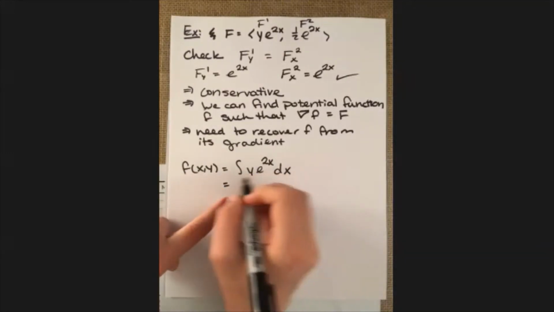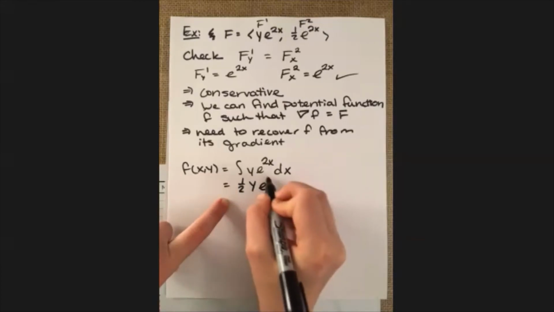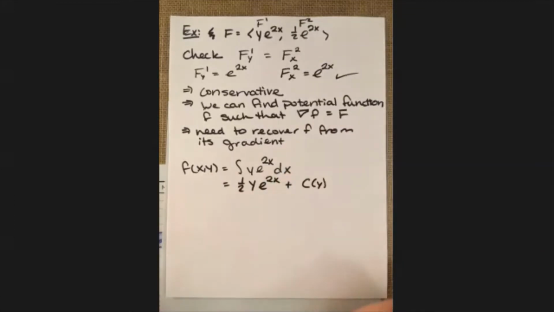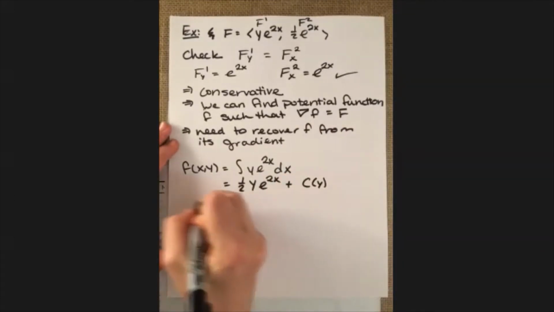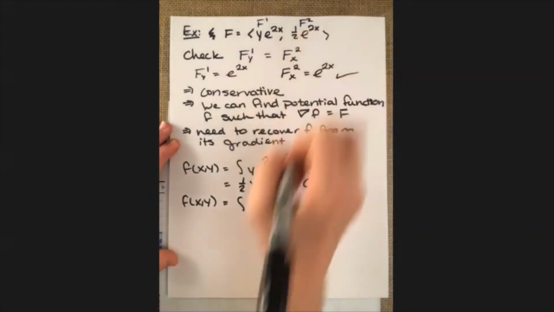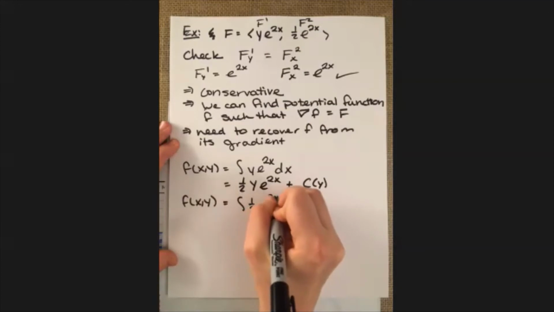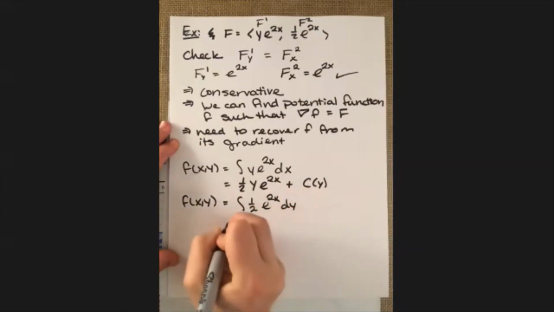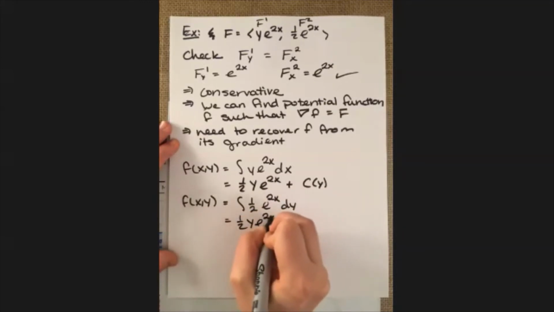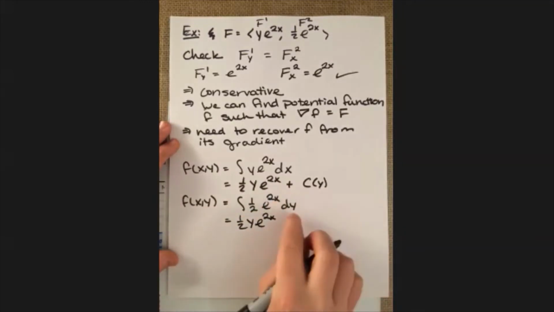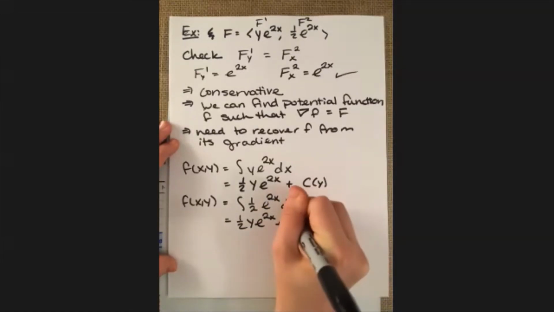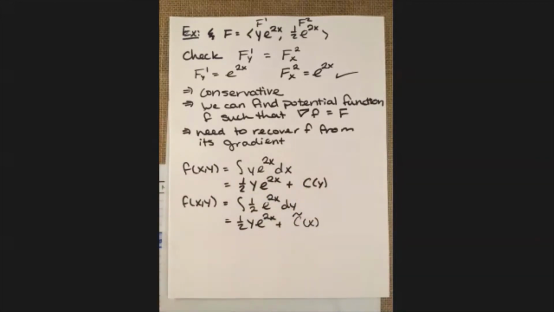And in this case right here, I'm going to get 1/2 y e to the 2x. And then plus, well, we can't restore any information about y when we work with x. So we've got some unknown function in terms of y. So I can look at my y component here and integrate that with respect to y to recover this information, and I'm going to get 1/2 y e to the 2x, because that e to the 2x is just kind of acting like a constant since it's not dependent on y. And then this is plus some unknown function in terms of x. I'll call it c tilde.